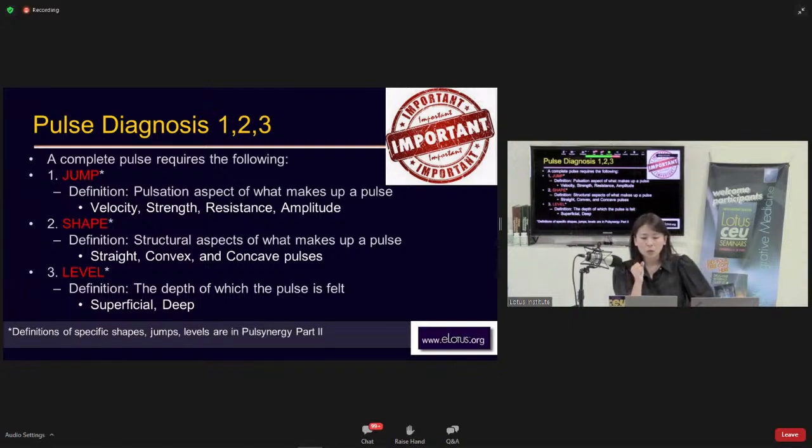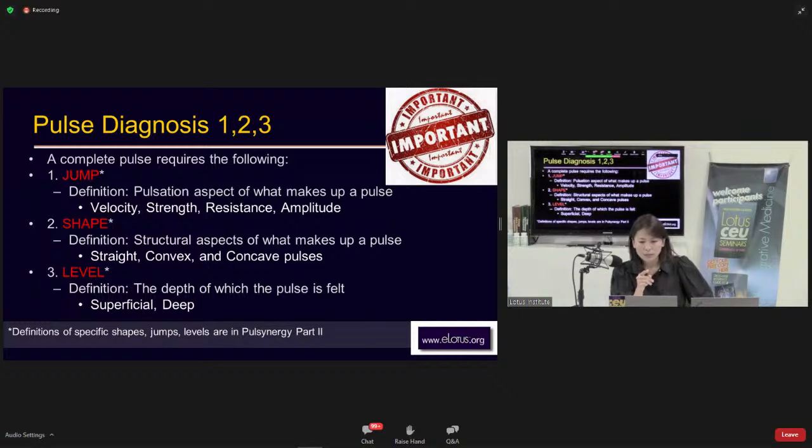Okay, so really, when it comes down to it, what Dr. Chang's system is, you just have to figure these three things out. One is the jump, one is the shape, and one is the level. Just these three things. And if you want to narrow it down even more, it's really just the jump and the shape, because the level is significant in some cases, but not in others. In some positions, not in other positions.